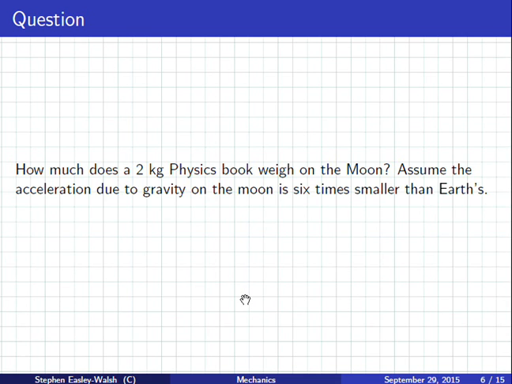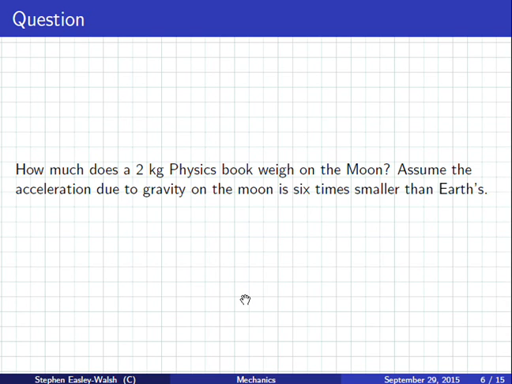Okay. Now, next one. How much does this book weigh on the moon? Now, it won't be the same weight on the moon. I said, assume the acceleration due to gravity is 6 times smaller. So you don't use g. What do you think you use here? g over 6. So get the answer for me. Tell me what you get. 3.27. Yeah, it would be 3.27 newtons. It's 6 times smaller on the moon.